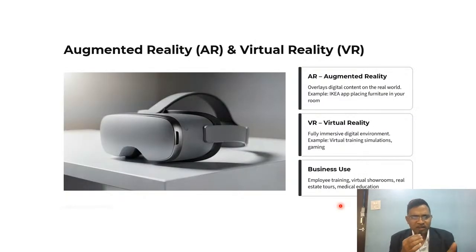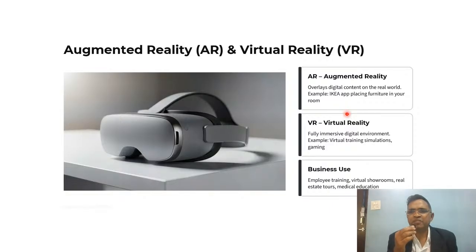Then augmented reality and virtual reality. What is augmented reality? It overlays digital content on the real world. For example, the IKEA app shows furniture in your room. If you are purchasing something, for example I want to fit an AC, I can simply switch on my mobile in Amazon and see whether it fits here or not and how it looks. That can also be done.